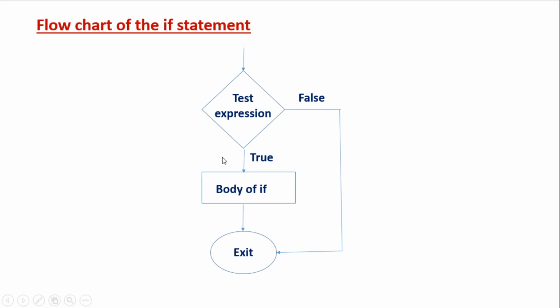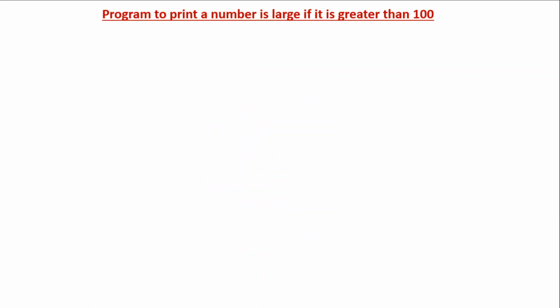Now we'll see a simple program just to understand how it works. This program is to print that a number is large if it is greater than 100. There should be an option to enter the number, and it will check whether the number is greater than 100, and if it is, it will print that the number is large. And if it is not, then nothing will happen. That is how the if works. If it is not, then it will get out of the if statement without executing the statements.